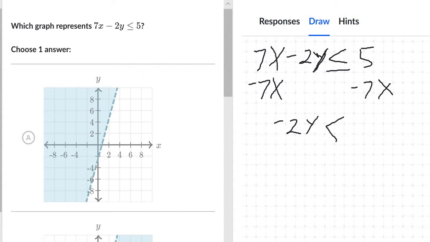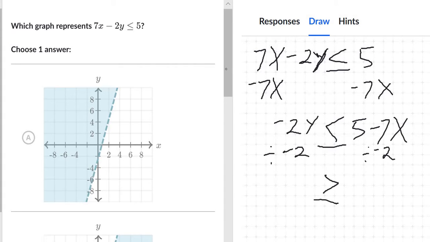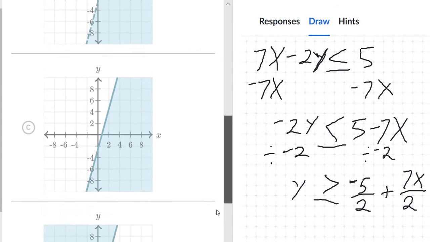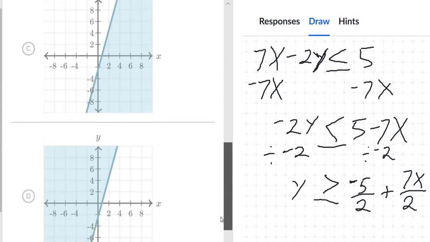Y is less than or equal to 5 minus 7x. You could divide now by negative 2. Don't forget to switch the sign. Y is greater than negative 5 over 2 plus 7x over 2. So we can see that it's going to be y is greater than, so that eliminates choice B and C.